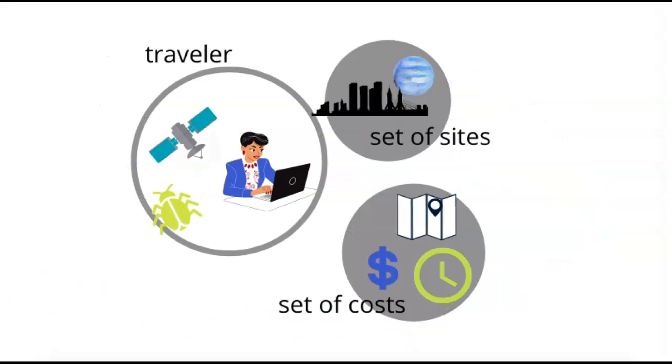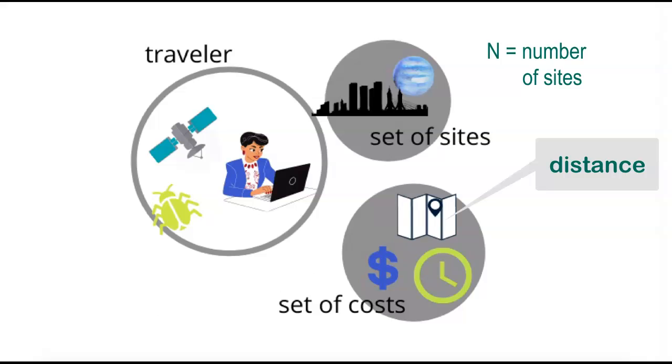A traveling salesman problem has 3 main components. First, we must have some sort of traveler. This can be a person, a vehicle, or even a bug. Second, we need to have a set of sites. These are the places or locations the traveler must visit. We notate the number of sites that need to be visited with a capital N. Third, we must have a set of costs. These are the positive numbers associated with the expense of traveling from one site to another site.